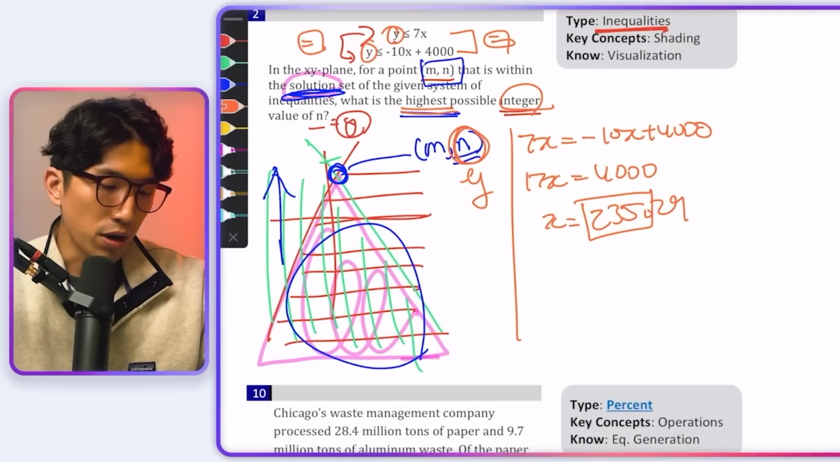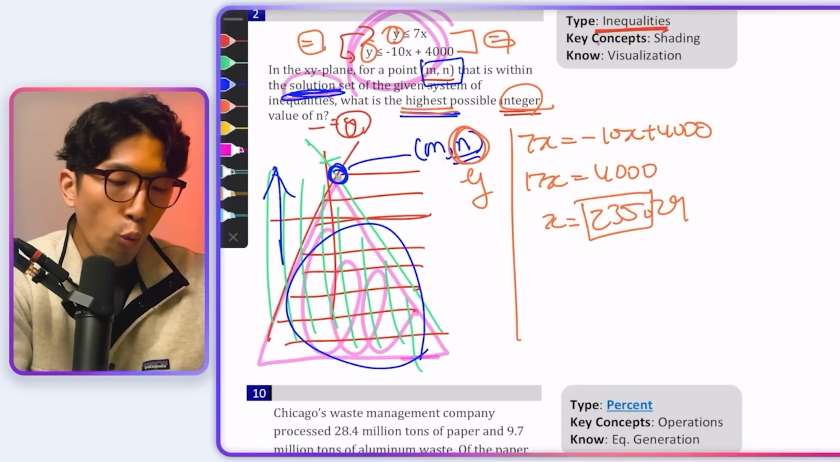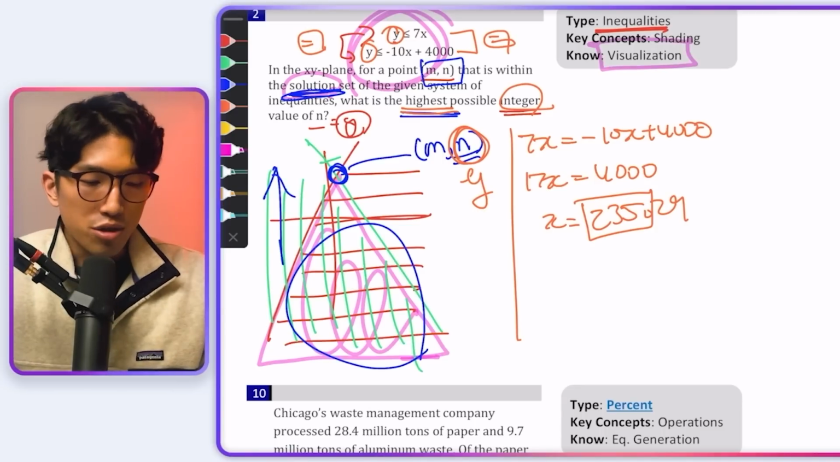So the key takeaway from this question is whenever you're dealing with multiple inequalities and the question gets complicated, always visualize it out, not just on these types of questions, but guys, 10% of these questions on the SAT, when it gets hard, always visualize it out, draw out what the question is telling you, and it's gonna make it so much easier.